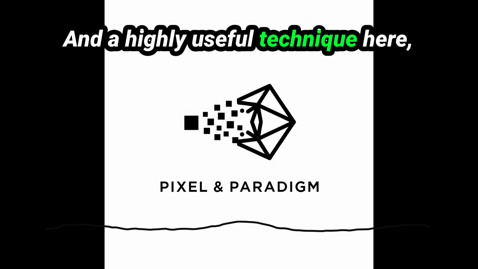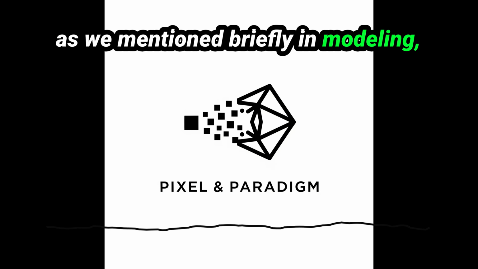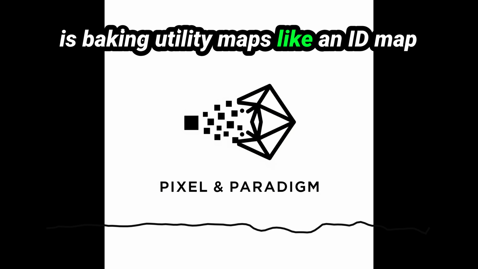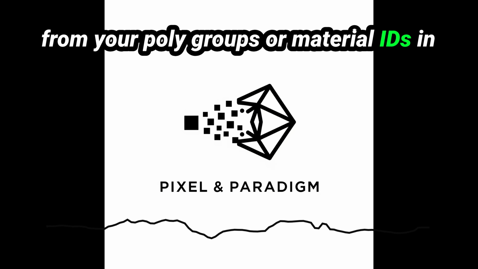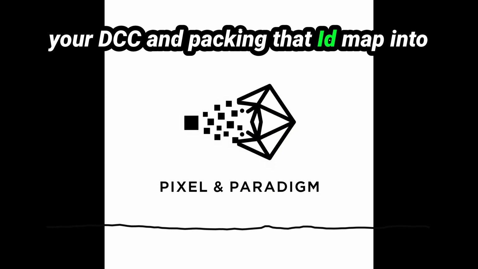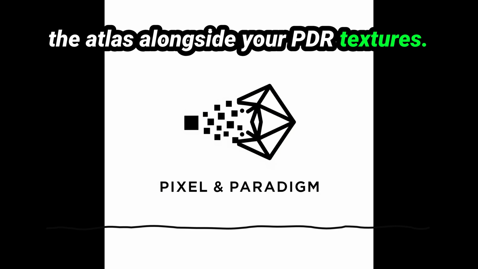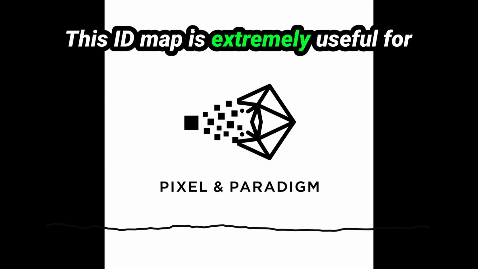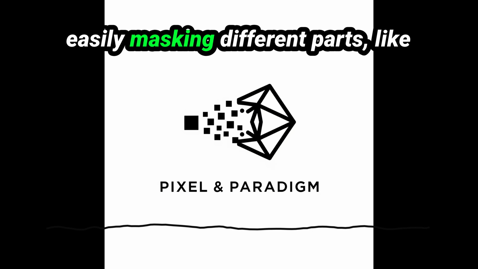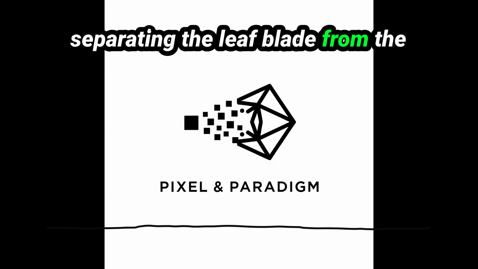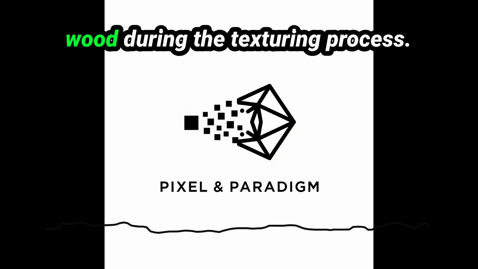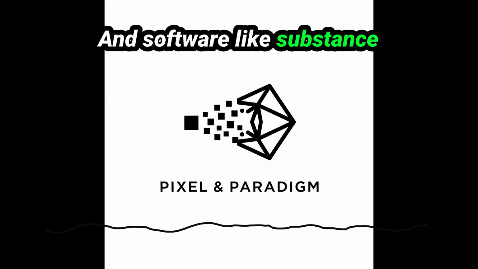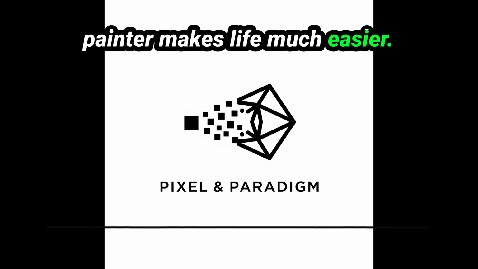And a highly useful technique here, as we mentioned briefly in modeling, is baking utility maps like an ID map from your polygroups or material IDs in your DCC and packing that ID map into the atlas alongside your PBR textures. This ID map is extremely useful for easily masking different parts, like separating the leaf blade from the petiole or bark from the underlying wood during the texturing process in software like Substance Painter. It makes life much easier.